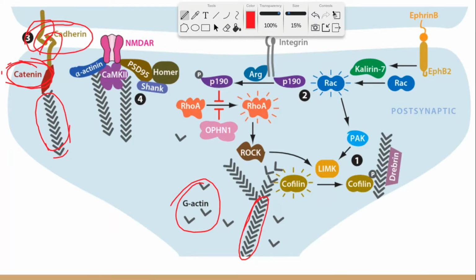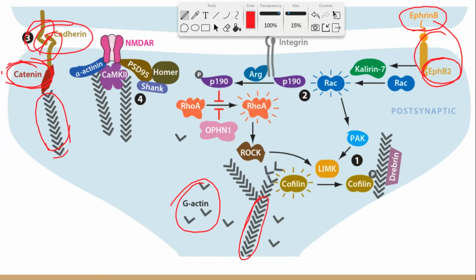Another protein that functions in a pretty similar manner are these Ephrin B and EphB complexes. So presynaptic Ephrin B can extend out and bind to EphB2 receptors on the postsynaptic membrane. And this binding interacts or activates EphB2, and EphB2 is actually a receptor tyrosine kinase. So when EphB2 is activated by Ephrin B, it begins phosphorylating targets that generally promote F-actin formation.